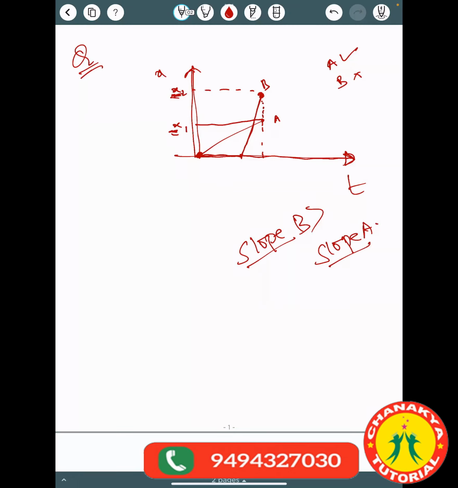Now, how much time are they taking? B was here, right? Initially, it starts from some other time, so it is taking this much time, correct? And A is taking this much time. So what is the correct option? B takes lesser time, so B reaches faster. Then A travels faster than B is wrong. B travels faster than A, that is correct.